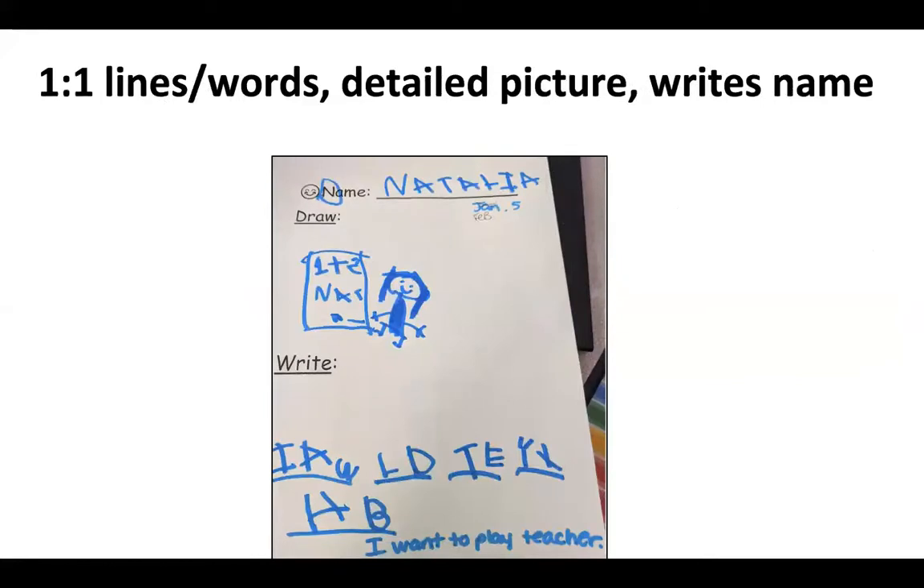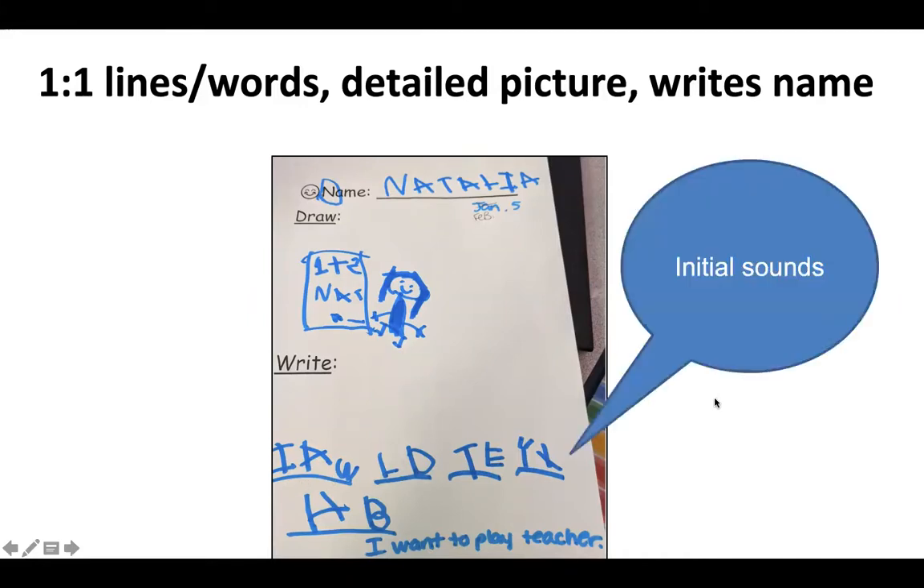This one has the detailed pictures, and she knows how to write her name. Still not having a lot of letter-sound connections yet, but it's coming. She's got the I on there. For her, the scaffolding might start to be an initial sound of the letters, so she at least can start to recall and reread it.